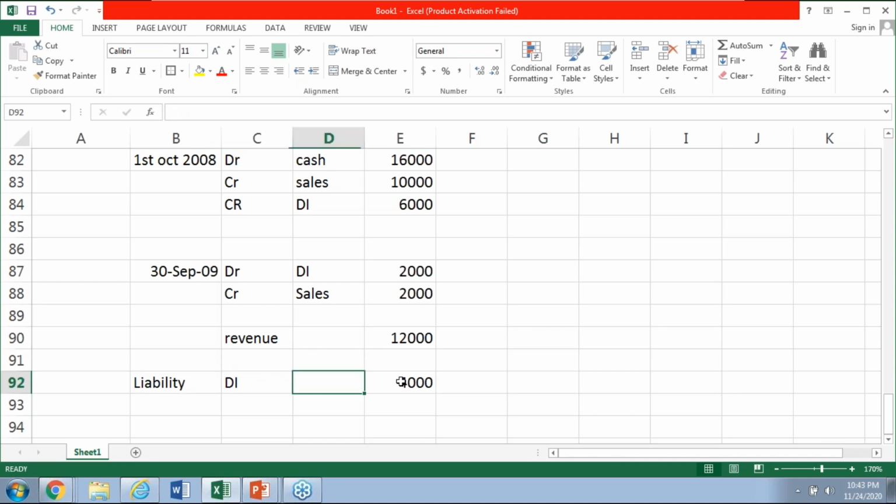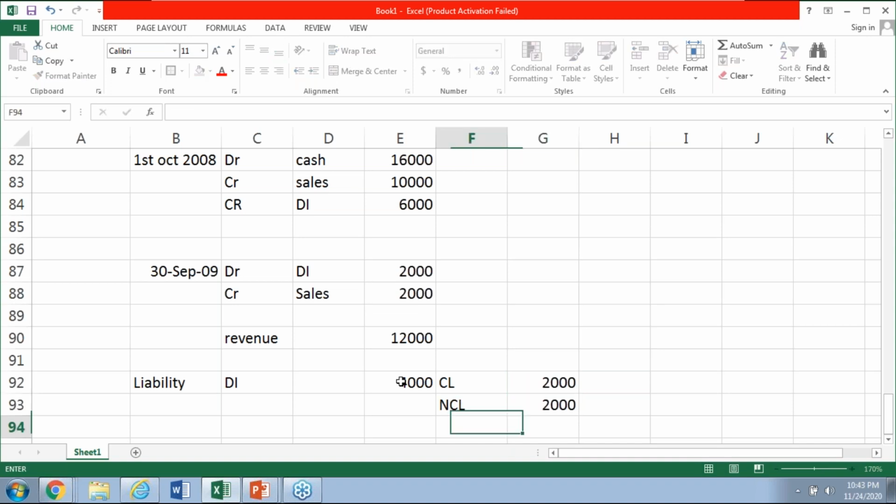And out of this 4,000, 2,000 will be earned in the next year. So it will be reported as a current liability, 2,000, and the remaining will be reported as a non-current liability, 2,000. I'm sure you people are getting this point. If you have any confusions, you can ask. Yes, if it was done in the middle of the year, then it would be proportionated.